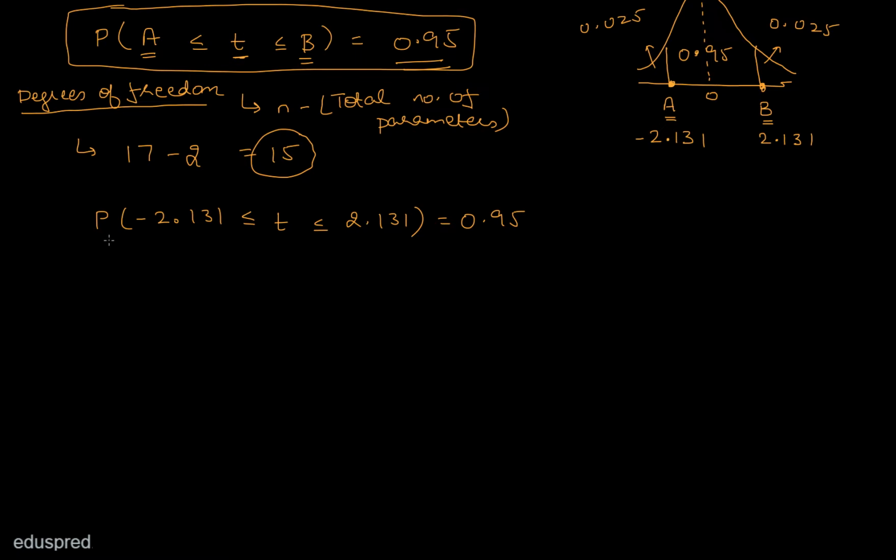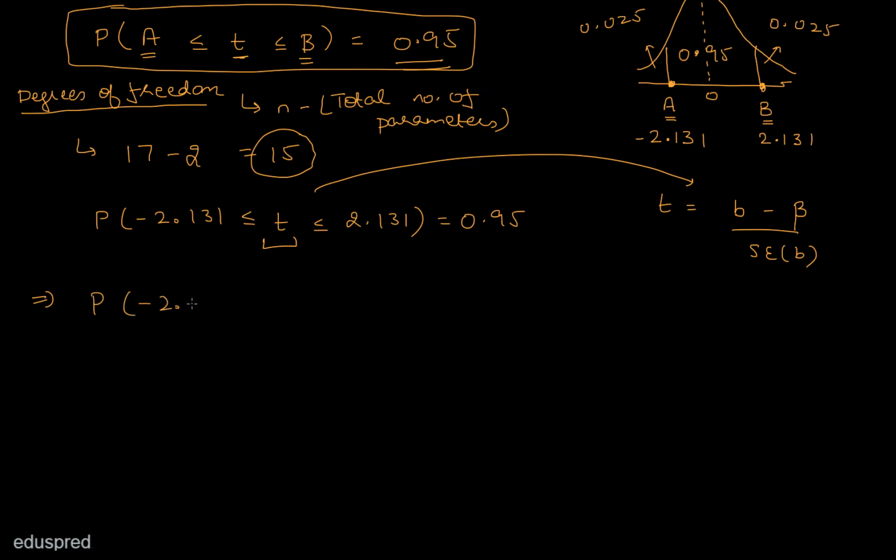Now note that we have to find the 95% confidence interval for beta, that is the population slope coefficient. So we are going to substitute for T. The formula for T is equal to b, which is the estimator, minus beta, which is the population slope coefficient, divided by the standard error of b. So instead of T, I'm going to substitute this now. So this implies probability minus 2.131 less than or equal to b minus beta divided by standard error of b less than or equal to 2.131 is equal to 0.95.